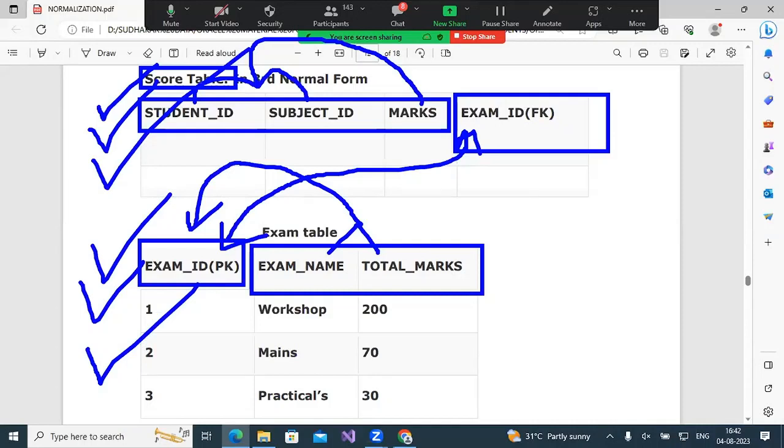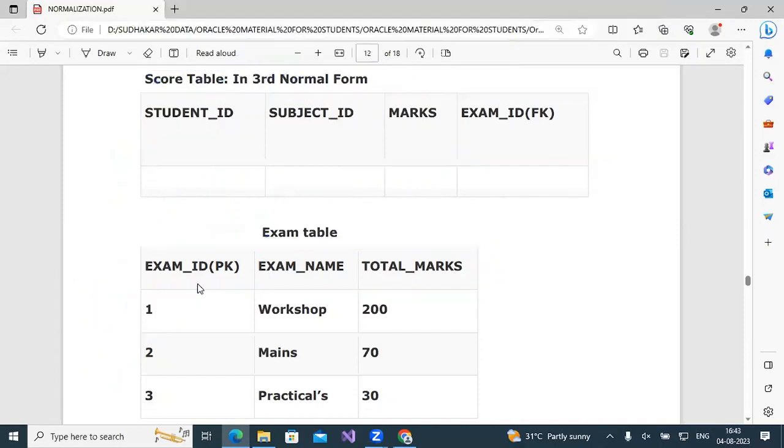Because of that reason, your examination name and total marks are linked with the primary key. So both of these depend on the primary key. Transitive means what? A non-primary key depends on a non-primary key. But here your non-primary key depends on the primary key. So that's why there are no transitive dependencies. Okay? This is the third normalization technique.